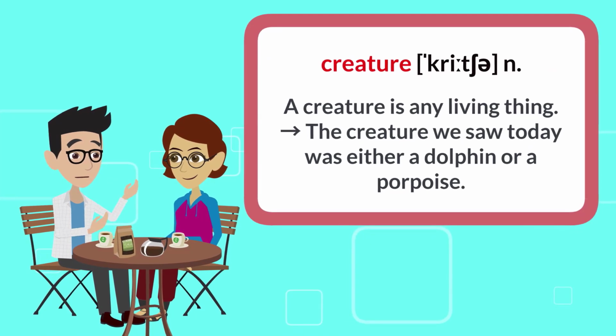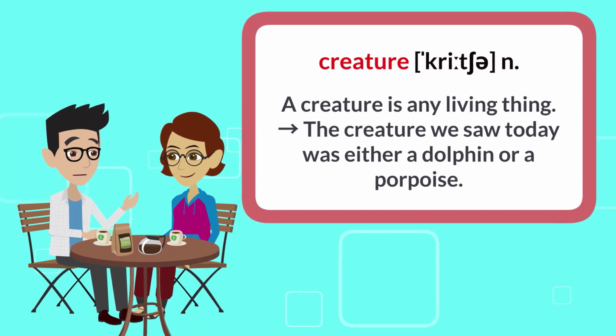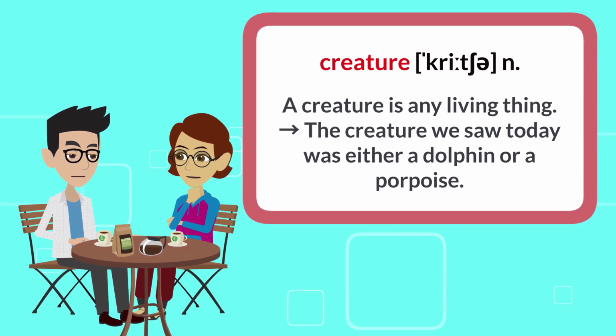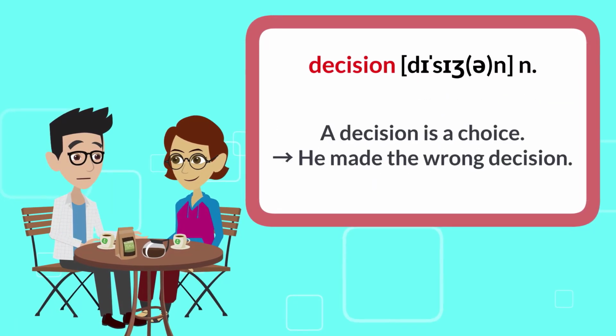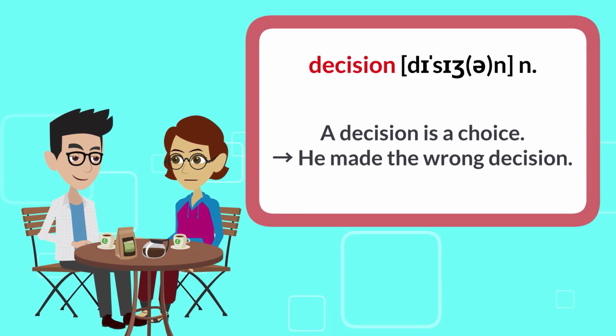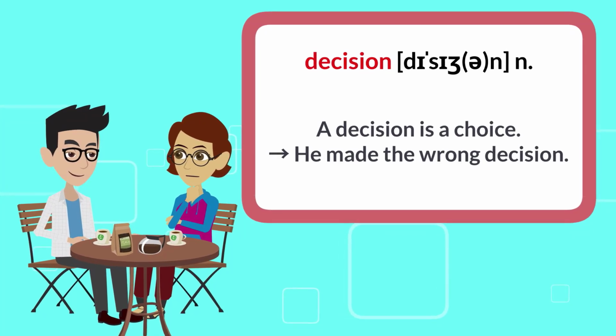Creature. A creature is any living thing. The creature we saw today was either a dolphin or a porpoise. Decision. A decision is a choice. He made the wrong decision.